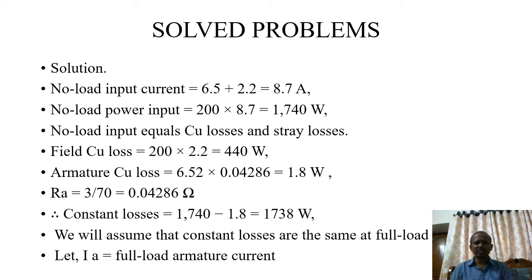Next you can calculate by the step-by-step method: no load input current, then no load input power, no load field copper loss, armature copper loss, armature resistance of the motor, constant loss. Then you will solve the problem for calculation of the output and efficiency of this machine. So you must note this data and calculate first of all. We will assume that constant losses are the same at full load. Okay, so you can see that there is an armature current Ia, full load armature current.